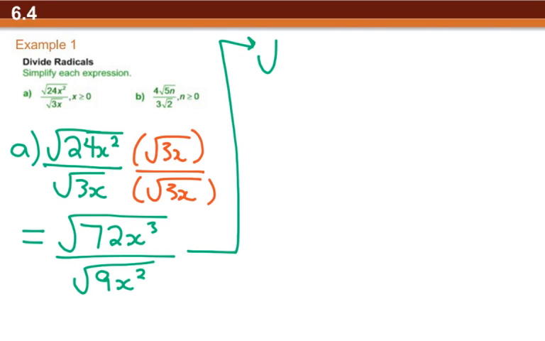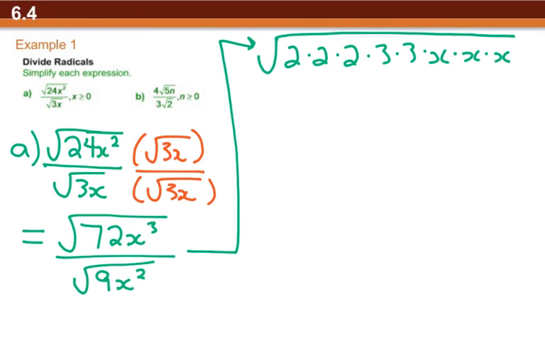So on the top, I'll start breaking down 72. I can divide it by 2 to get 36. Divide by 2 again, I have 18. Divided by 2 again, I have 9. Divided by 3, I have 3. And divided by 3 again. I also have 3 x's. And there's my top broken down. On the bottom, 9 breaks down into 3 times 3. And I also have 2 x's.